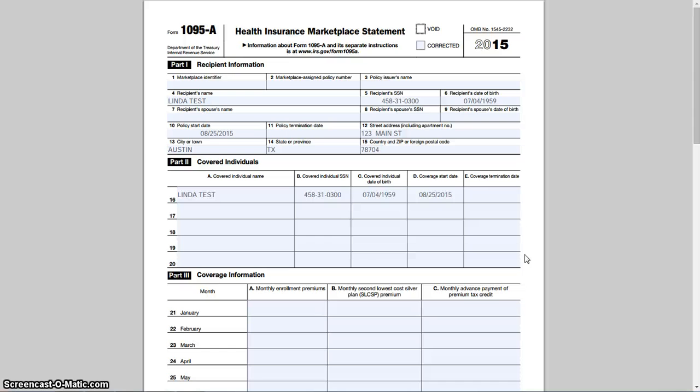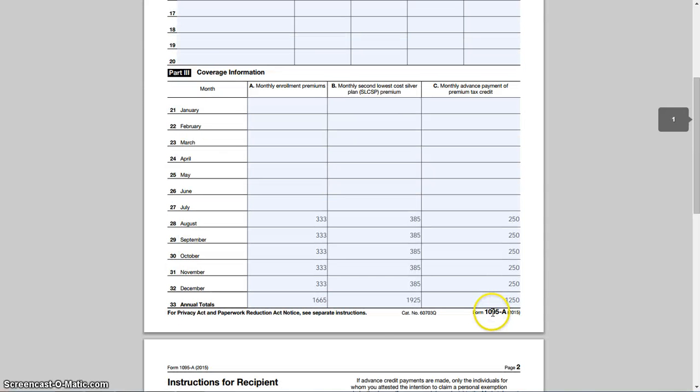If you have coverage through the marketplace or any health insurance for even just one day of the month, you are considered covered for the entire month under the Affordable Care Act. So because her coverage started August 25th, Linda is considered fully covered with health insurance for the entire month of August.